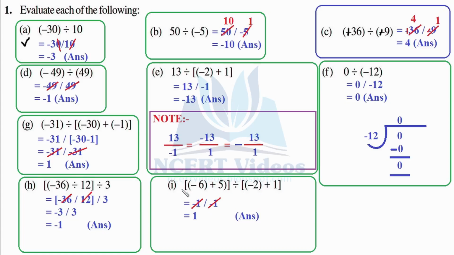I part, minus 6 plus 5. Here we have two brackets, we will solve them separately. Here minus 6 plus 5 is minus 1. We don't have to repeat it again and again, you know why it came. Again here minus 2 plus 1 is minus 1, and these cancel out, giving you 1. So this was your question number first.